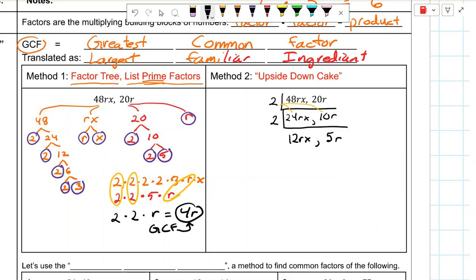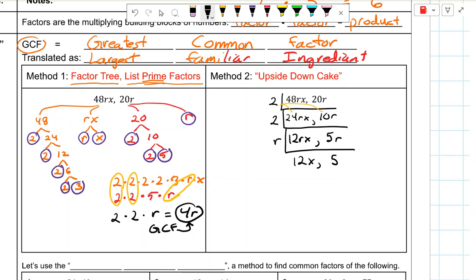And then there again, we make another layer of the cake. And what does 12rx and 5r have in common as factors? They have r. So what's 12rx divided by r? It is 12x. And what's 5r divided by r? It is 5. Now you got to look at this last part. Does 12x and 5 have any common factors? And the answer is no.